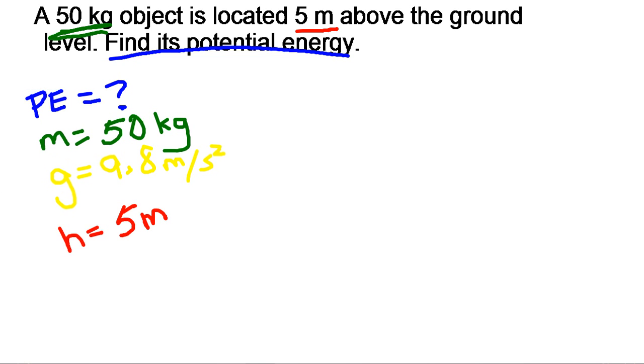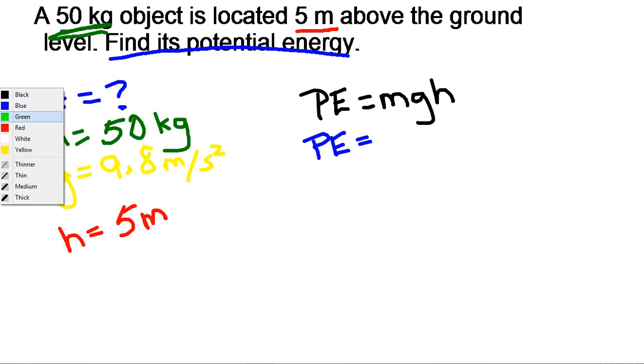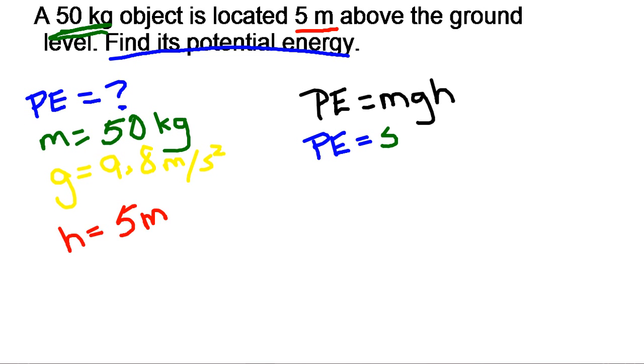Step number 3 says write out the equation. PE equals mgh. Step 4 says insert known values. So I am trying to find potential energy. That's going to remain exactly how it is. My mass is 50. G is what it always is, a nice 9.8.